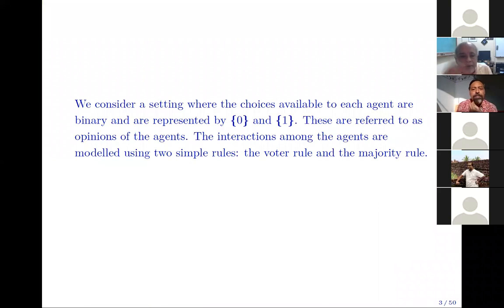So we consider a setting where the choices available to each agent are binary. We call them just 0 or 1, and we'll call them the opinion of the agents. The two rules which we'll be following are the voter rule and the majority rule. I'll explain what they are in the next few slides.